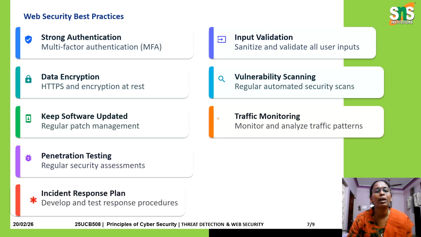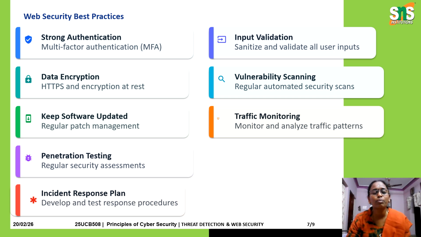The web security best practices are strong authentication, data encryption, keeping software updated, penetration testing, incident response plan, input validation, vulnerability scanning, and traffic monitoring. These are some of the best practices. Each and every time, we have to update the application because it automatically gets additional security features against attackers or unauthorized users. For strong authentication, we have strong, medium and weak passwords for the protection of data.